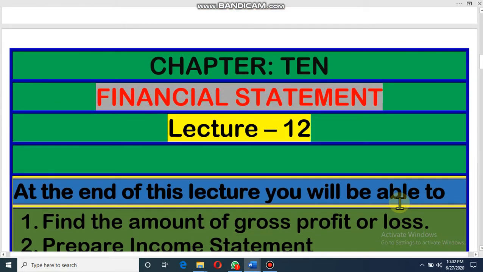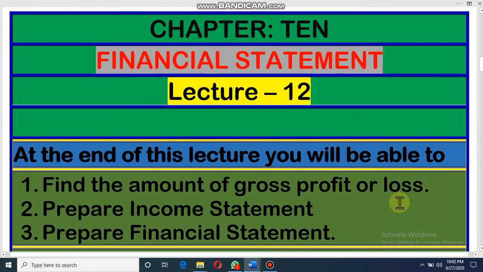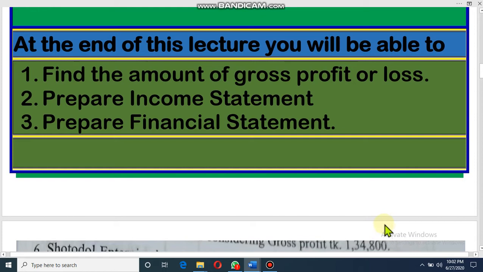Dear student, today we will discuss chapter 10. This is our 12th lecture on this chapter and this is financial statement. Dear student, you know that this is the most important chapter for our exam. After this lecture, you will be able to find the amount of gross profit or loss of a business. You can prepare income statement. You can prepare financial statement. Dear student, let's come to our today's problem.